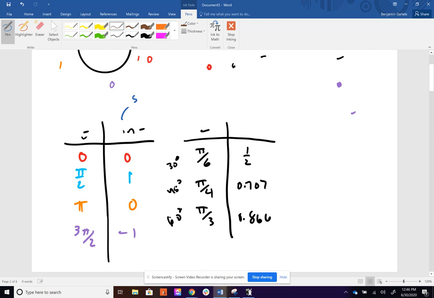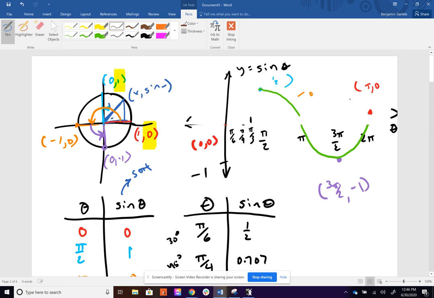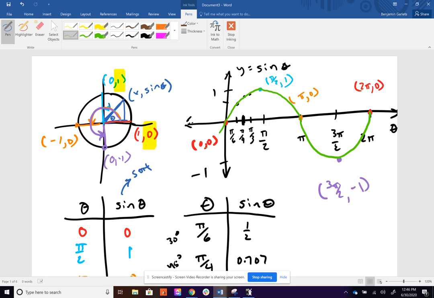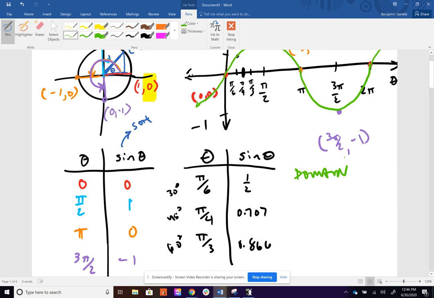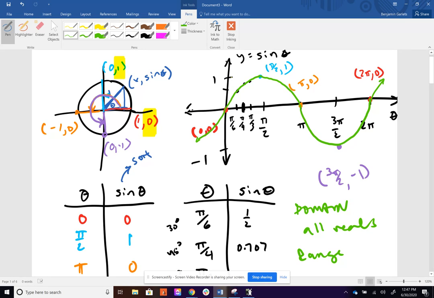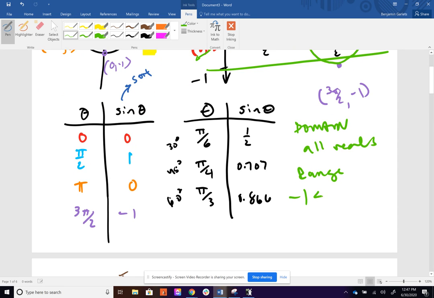Now, if we go back up here and we look at the domain and the range, all right, the domain of this function, if you look, it's going to continue to left infinity and it's going to continue to right infinity. So the domain of the sine function is going to be all reals. It continues into infinity in both directions. And then the range, you'll notice that we never get above or below 1 or negative 1. So our range, our y values, are between negative 1 and 1.